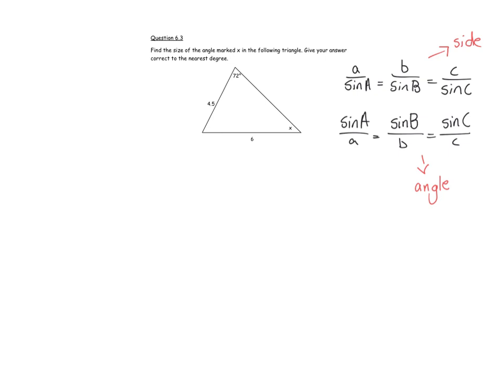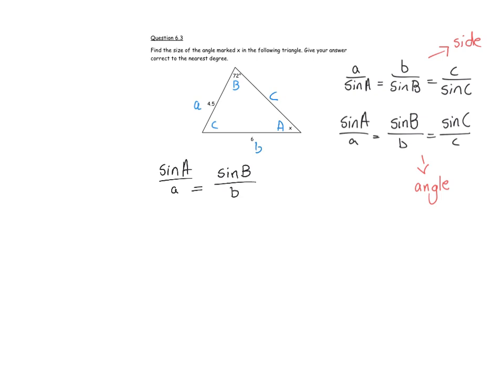Here it says find the size of the angle marked x in the following triangle. Give your answer correct to the nearest degree. What we're going to do here is start labeling the sides and the angles. We're looking for the angle marked x, so we're going to label that capital A. So the side opposite that is going to be small a. Then we can label the other angles, so this would be B, this would be C, this would be small b, and this would be small c. We're looking for an angle in this question, so we're going to use the angle way of representing the sine rule. So it's sine of A over a is equal to the sine of B over b.